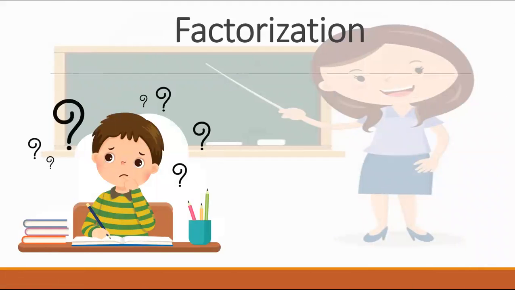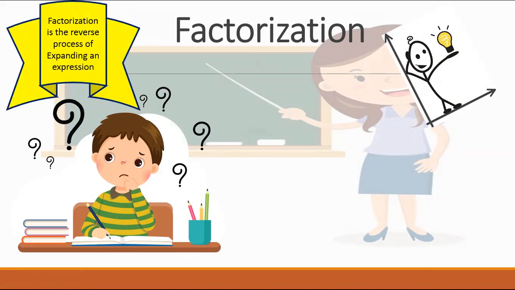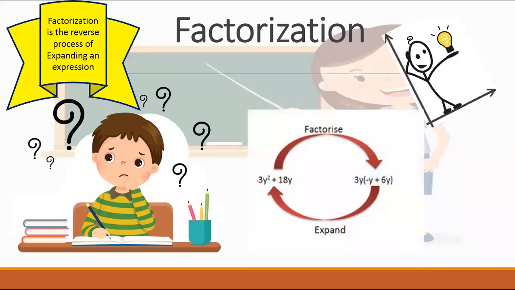Now, let's start factorization. It's not difficult at all. Factorization is the reverse process of expanding an expression. If we have the expression 3y bracket minus 5 plus 6y, we expand by multiplying 3y with all the elements inside the bracket, and we get minus 3y squared plus 18y. But if we factorize it, we simply take the common factor from both these terms. And in return, after factorization, we get again the same expression that we had before expanding. So it means that factorization is the reverse process of expanding an expression.